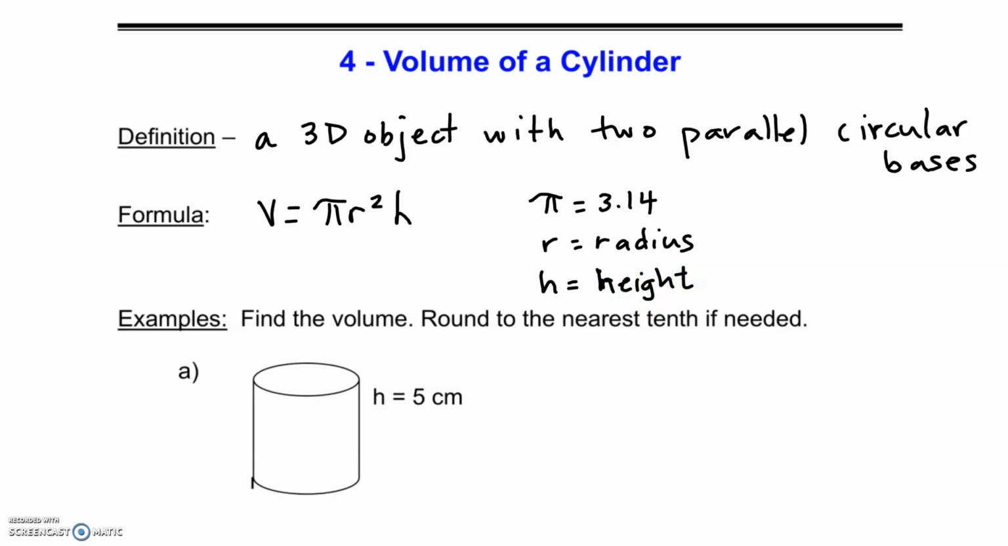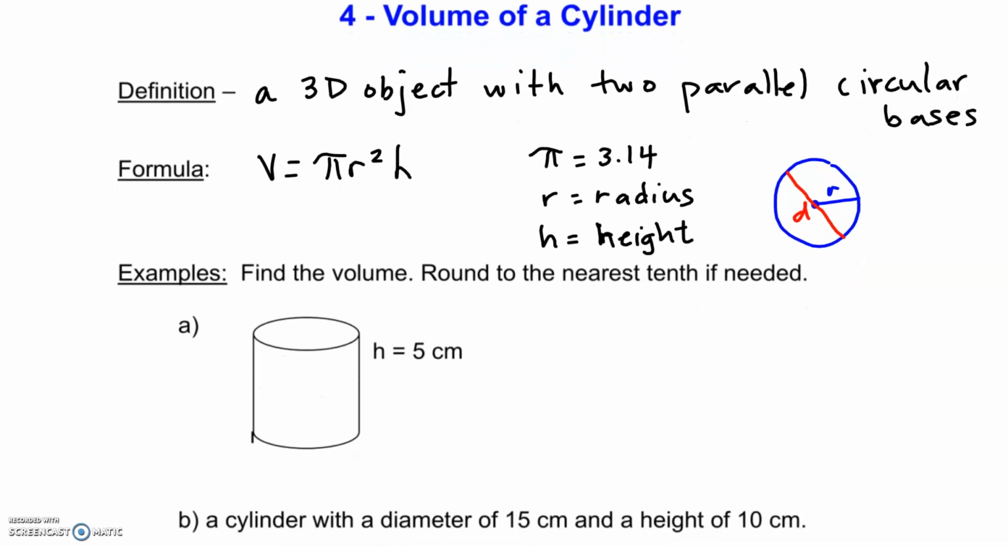And let's remember what a radius is. If I have a circle, the distance from the center to the edge, that's the radius. And the distance from one side of the circle through the center to the other side, that's the diameter. All right, let's take a look at our first example.